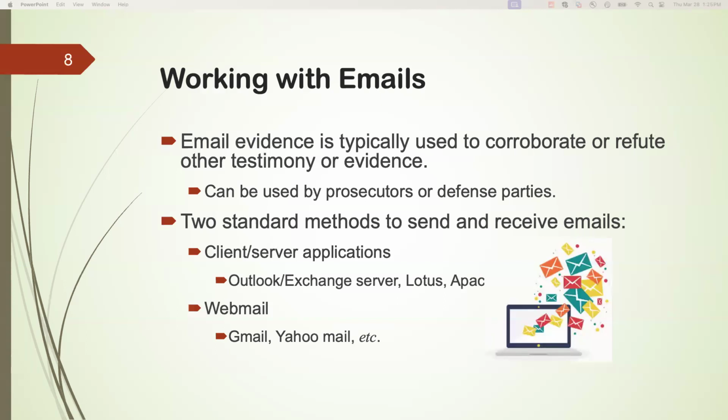So there are two models that we use to send or receive emails. The first model is called the client server model. If you have the Outlook application installed on your PC and you use that to send and receive email, that comes under the client server application model. So you basically have a client application running on your own machine. Outlook, or any other email service provider that might have an application.